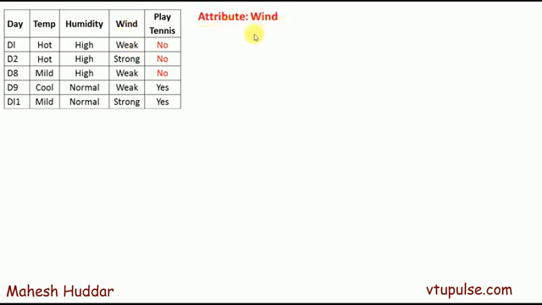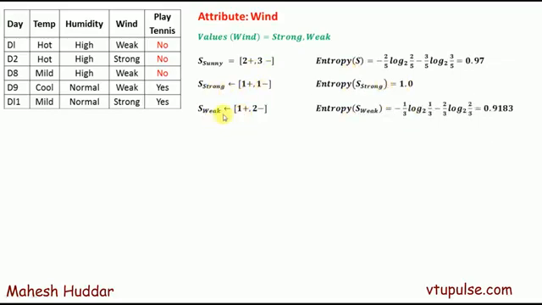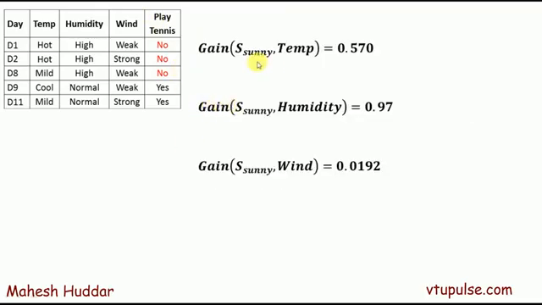So the attribute name is wind. The possible values of wind are strong and weak. There are 3 weak examples. Out of that, 2 are negative and 1 is positive. For strong, 1 is positive and 1 negative. So the entropy of S sunny is the same. Entropy of strong is 1 positive, 1 negative, so 1.0. Entropy of weak is 1 positive, 2 negative. Once you calculate it, you will get 0.9183. So put the values in the gain equation. You will get the gain of wind with respect to S sunny as 0.0192.